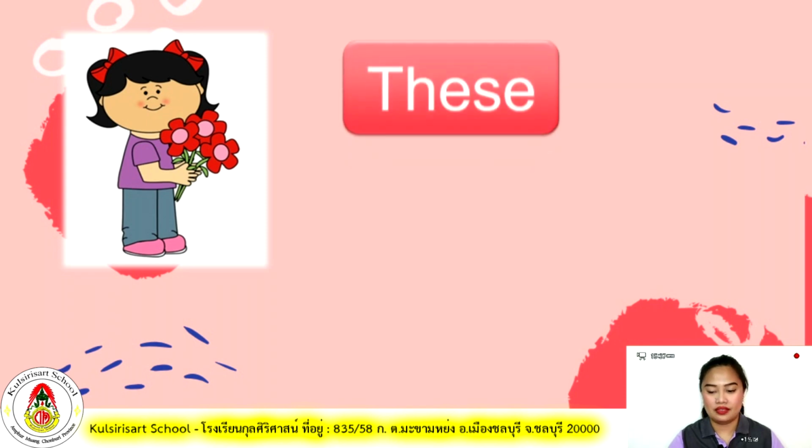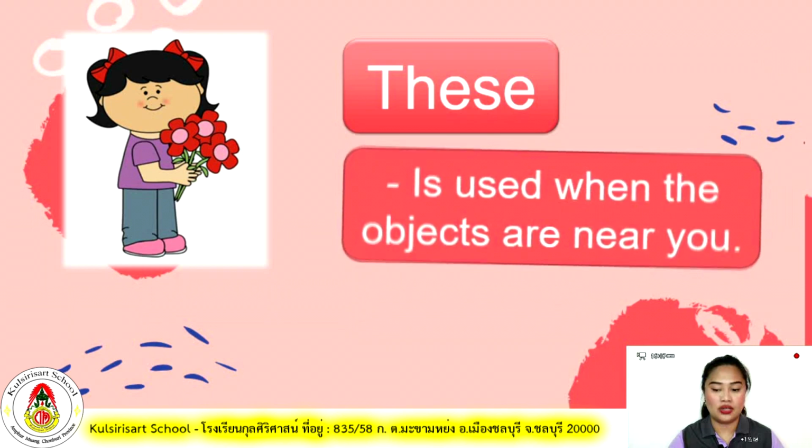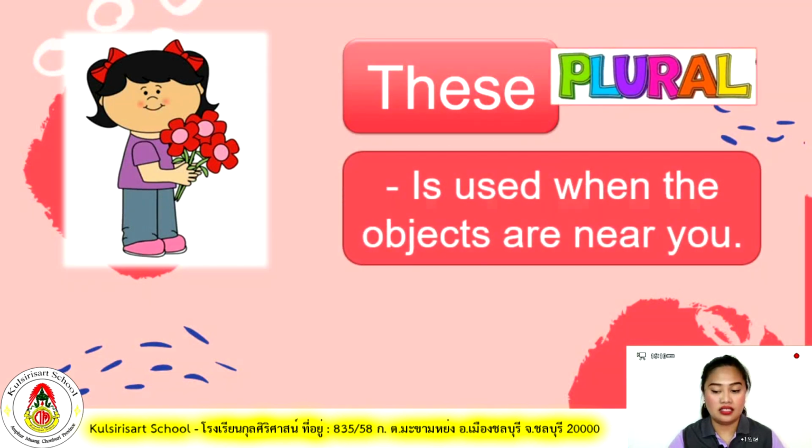Okay. Now, this time, the pronoun here is these. Can you say these? These is used when the objects are near you. Okay, can you see the word there, objects? Now this time, the word has S. So, these is used for plural.